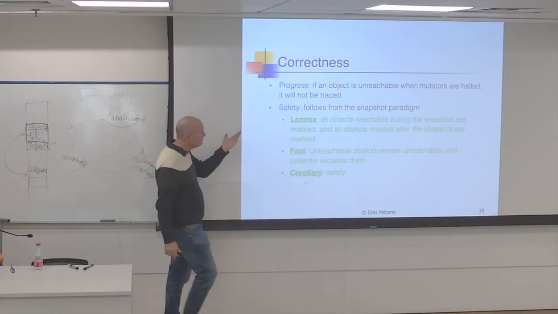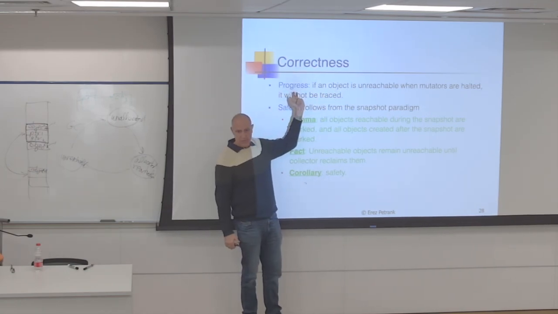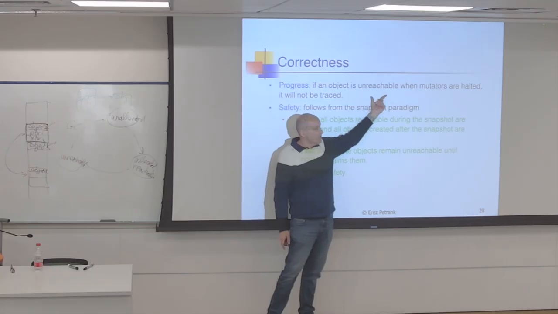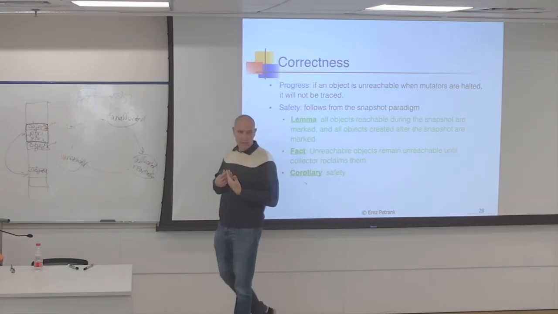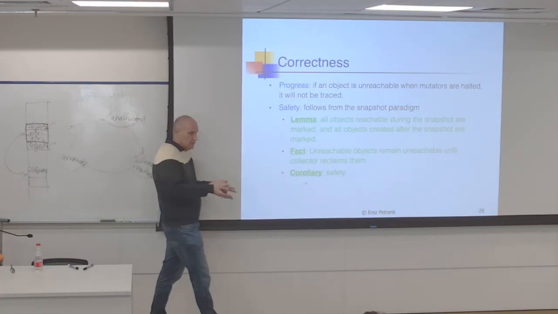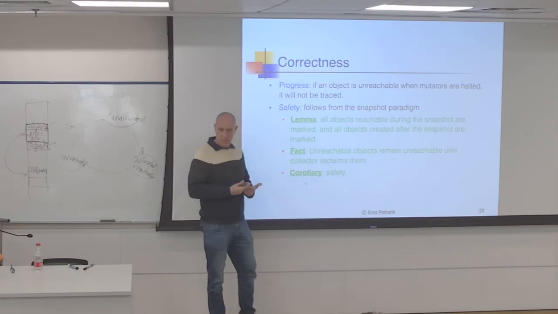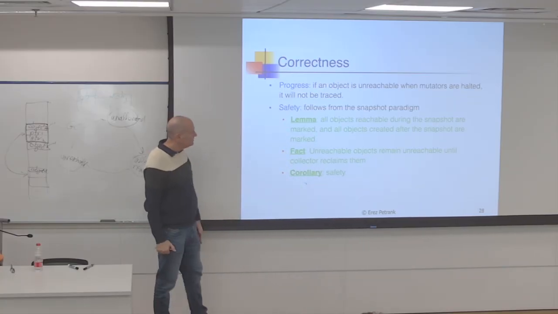From a correctness point of view, so first of all, for progress, I want to make sure that I'm collecting garbage, that I'm not just doing nothing. So I am progressing, because if an object is unreachable before the snapshot time, then no one will trace it. You know, it's not reachable. There's no way to get to it when I look at the snapshot. So it will be reclaimed.